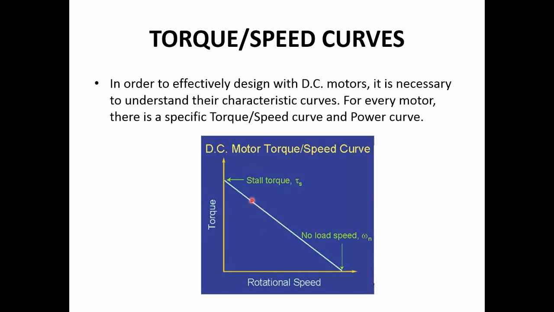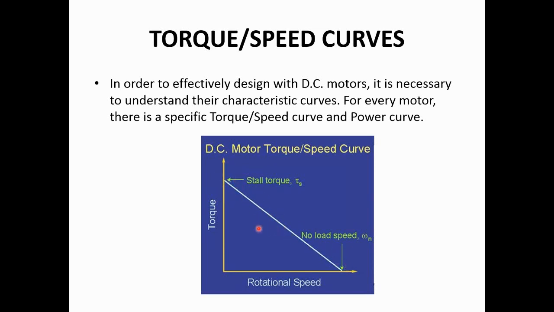If you continue to add load, it will reach the point of stall torque. What is the point of stall torque? It is basically the maximum torque that the motor can bear before it goes to zero speed, before it stops and is not rotating anymore. But remember, this line is only for one voltage.